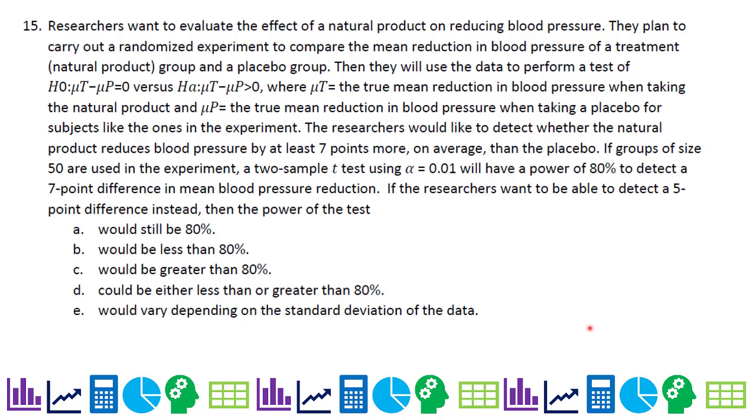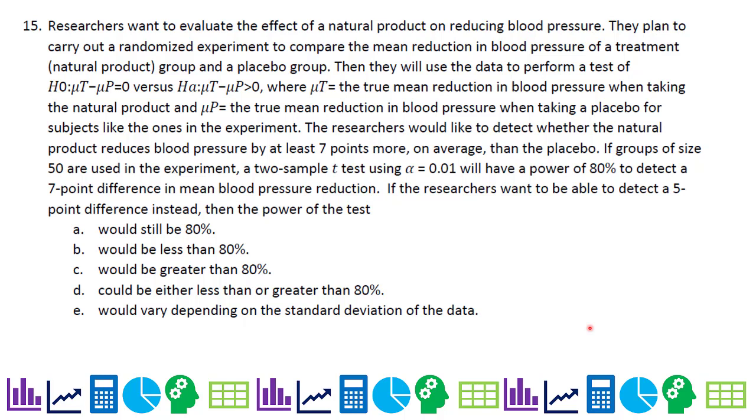All right. Now, last one, number 15. Researchers want to evaluate the effect of a natural product on reducing blood pressure. They plan to carry out a randomized experiment to compare the mean reduction in blood pressure of a treatment natural product group and a placebo group. Then they will use the data to perform a test where the null is the difference is 0, and the alternate is the difference is greater than 0, where mu of t is the true mean reduction in blood pressure when taking the natural product, and the other one is for the placebo.